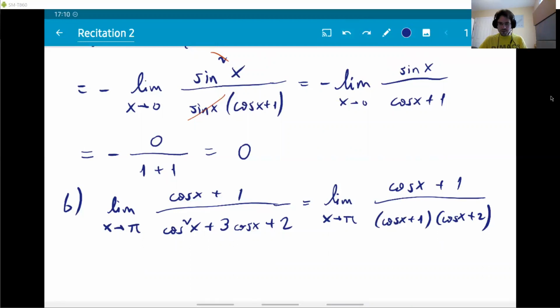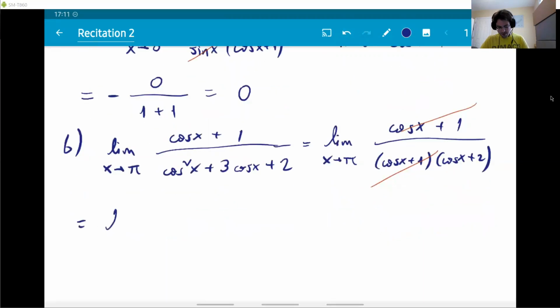So now you probably recognize what we have to do. Cosine x plus 1 appears in both places. We can cancel. Again, the reasoning for this is cosine x plus 1 is only 0 when cosine x is minus 1, which is the case at the number pi. But if you're talking about a limit as x goes to pi, then actually you're looking at values of x close to pi, but not equal to pi. So the expressions we're canceling are not actually equal to 0 when you're talking about a limit. That means you can cancel them.